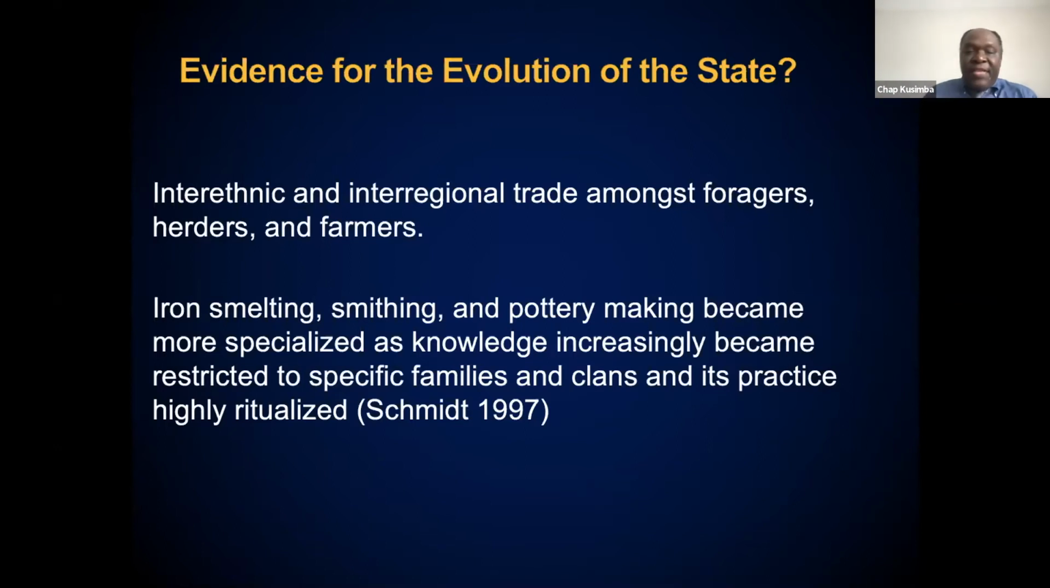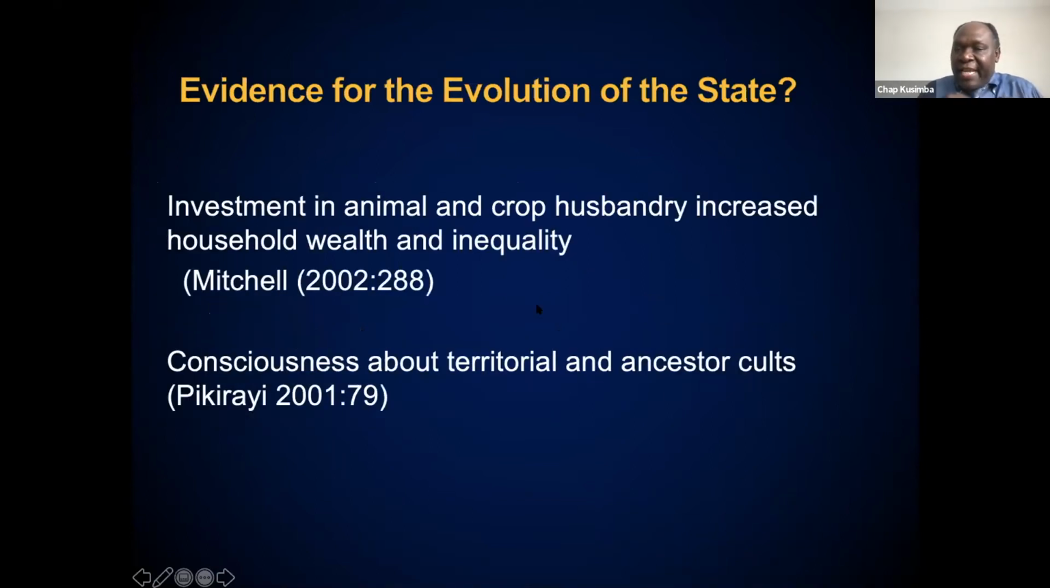Iron smelting, smithing, and pottery making became more specialized as knowledge increasingly became restricted to specific families and clans, and its practice very highly ritualized. This is going on because it's the idea of protecting one sphere of knowledge, right? You don't just discard it. So you're beginning to see early on the formation of, in fact, classes and people beginning to specialize. So, for example, hydrologists or rainmakers were later to become very, very important in these societies.